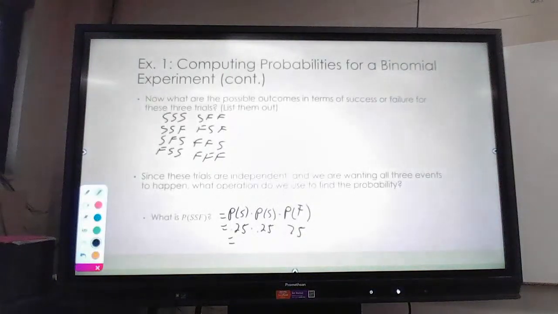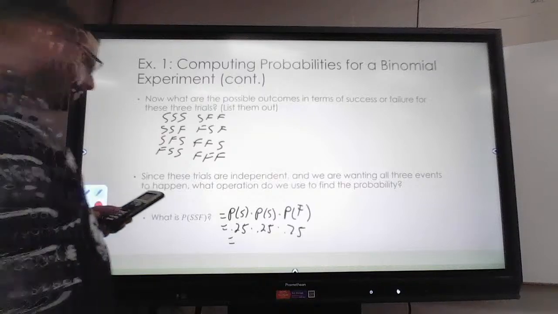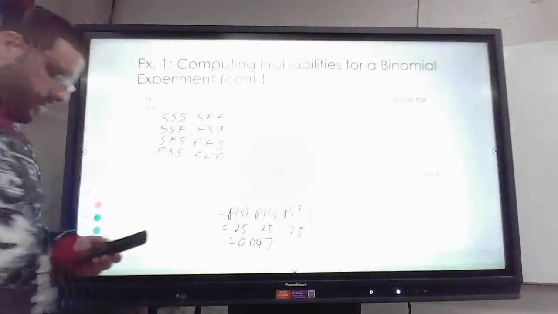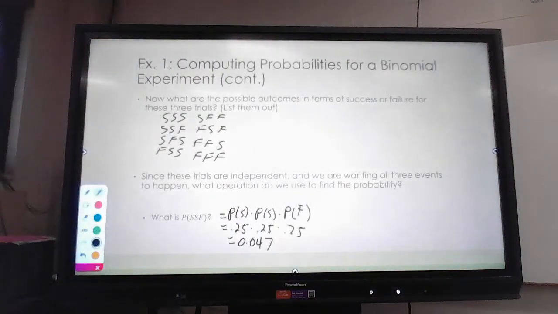And I'll round that to 3 decimal places. That's 0.047. That's just the probability of one outcome.